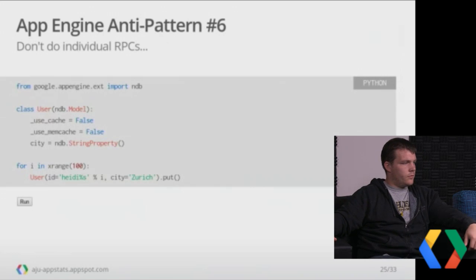And so finally, one more really nice anti-pattern: don't do individual RPCs when you have to. Okay, so first let's just run an example where we are doing individual RPCs, and by that we're doing 100 puts, each one after the other. And it is taking a long time.